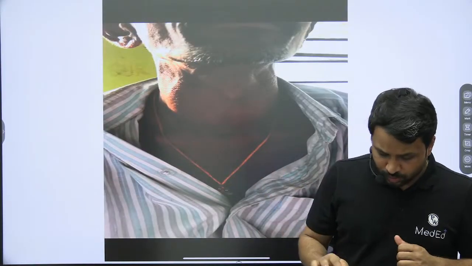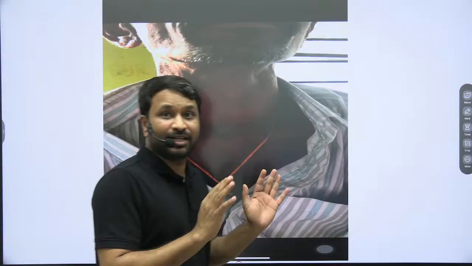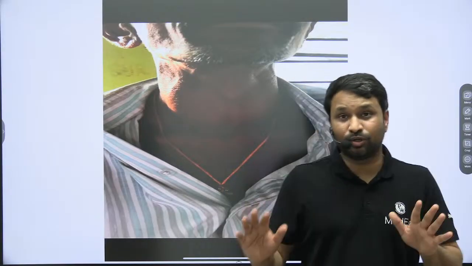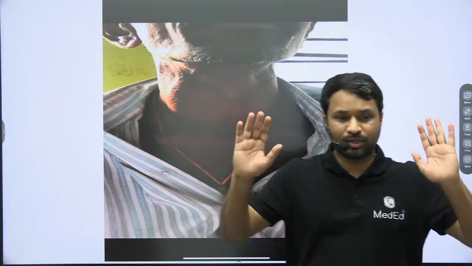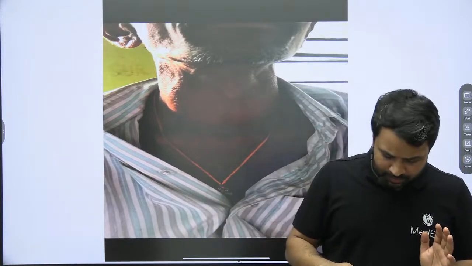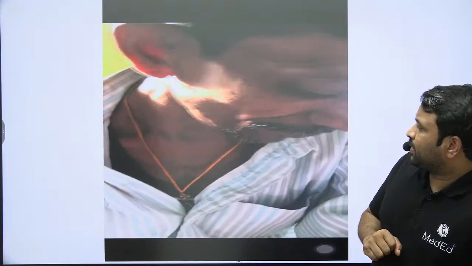Now, can you identify what type of thyroid swelling this is? I just want you to look at it and give me a diagnosis. Does it look like a diffuse hyperplastic goiter, or does it look like a multinodular goiter? Nothing more than that. You have this patient, you can see here. There's a huge swelling that is present.